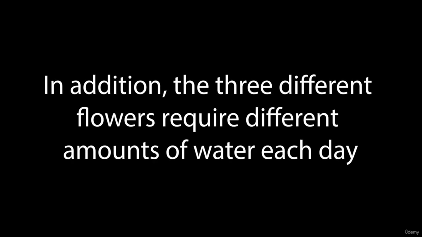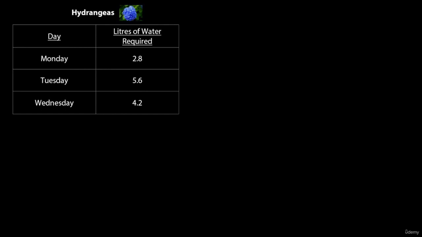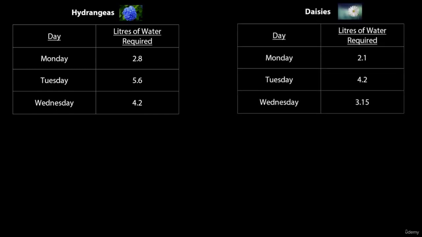In addition, the three different flowers require different amounts of water each day. The hydrangeas require 2.8 liters on a Monday, 5.6 liters on a Tuesday, and 4.2 liters on a Wednesday. The daisies require 2.1 liters on a Monday, 4.2 liters on a Tuesday, and 3.15 liters on a Wednesday.